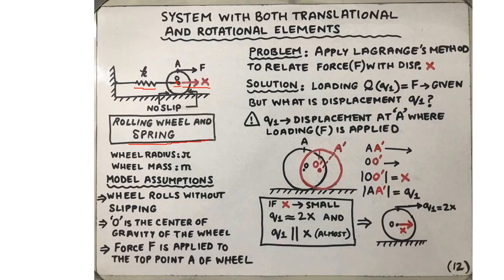In its model, the wheel radius is taken as small r and its mass is small m. The model further assumes, and the first assumption is very important, that the wheel rolls without slipping. That is, there is no slipping of the wheel. This assumption has some significant consequences, as we shall see in our further discussion.